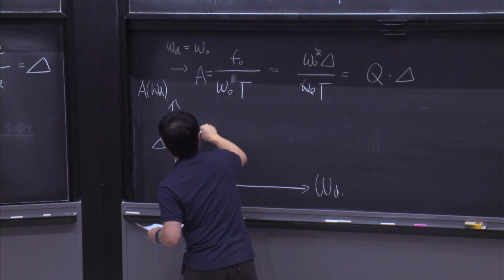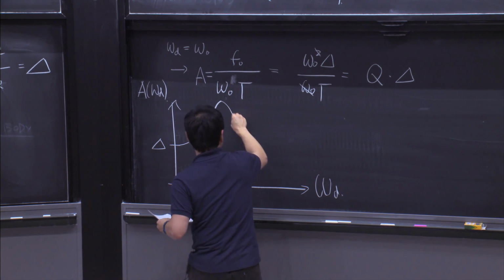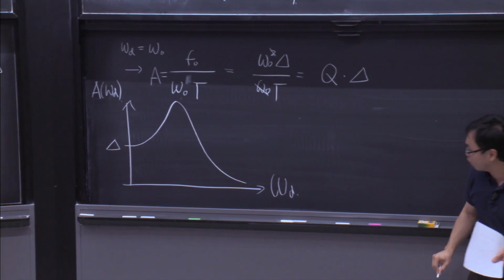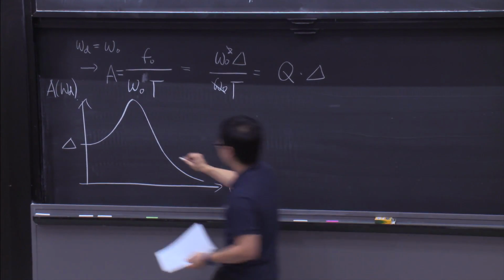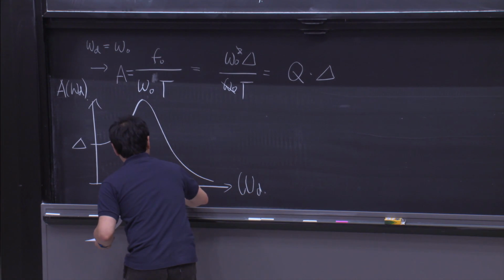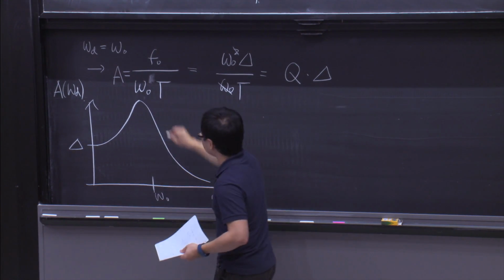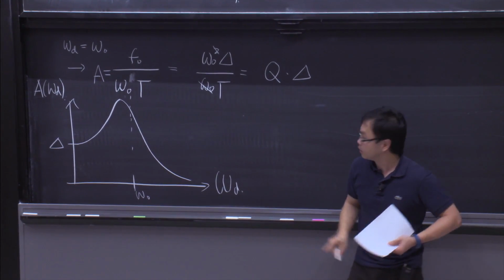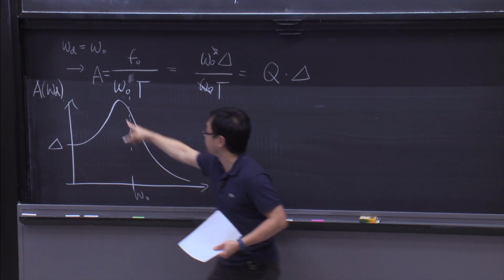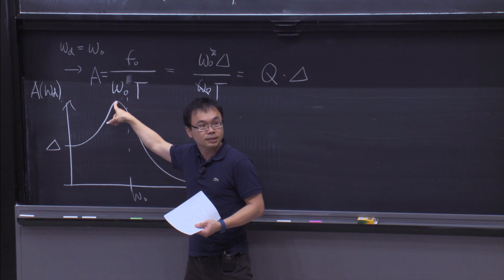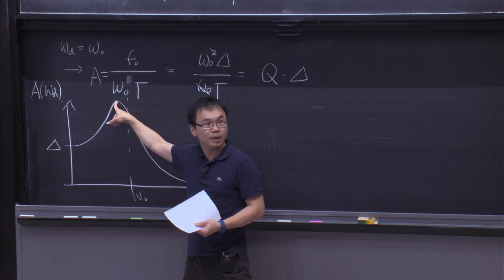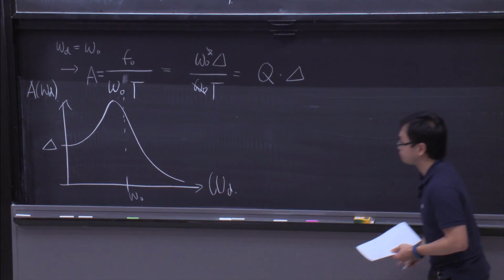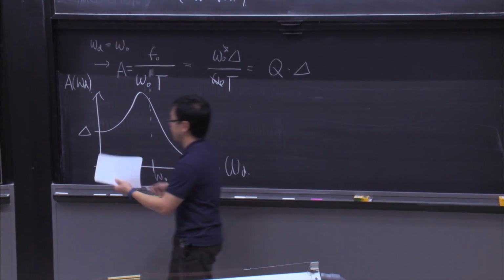And this will increase to a large value and drop down to 0 when omega d goes to infinity. And you can see that around omega 0, you are going to get a huge amplitude, but not quite. The maxima is actually slightly smaller than omega 0. You can calculate that as a part of the homework. So that makes sense.